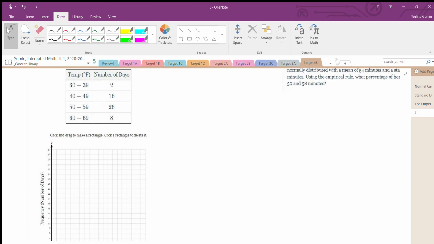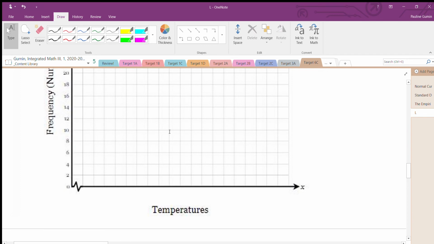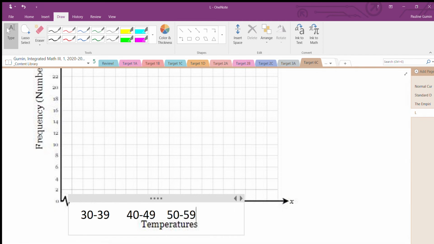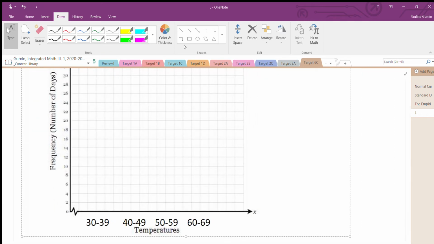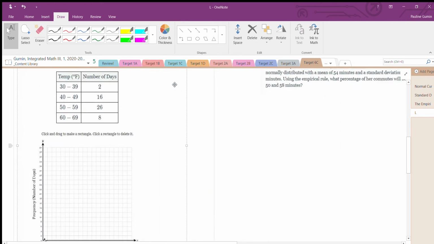So the first thing I'm going to do is I am going to do my best to create these intervals on the temperatures axis. 30 through 39, 40 through 49, 50 through 59, and 60 through 69. So those are our 4 categories. And now I'm going to use this awesome tool here on OneNote to create my histograms. It's going to look good.